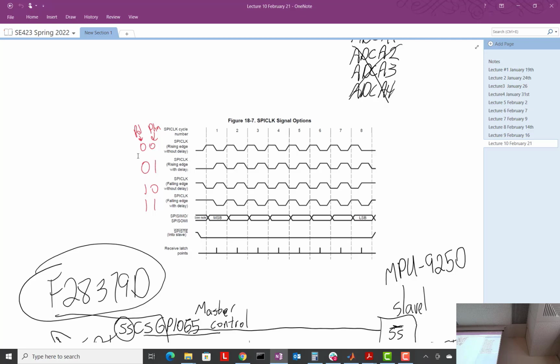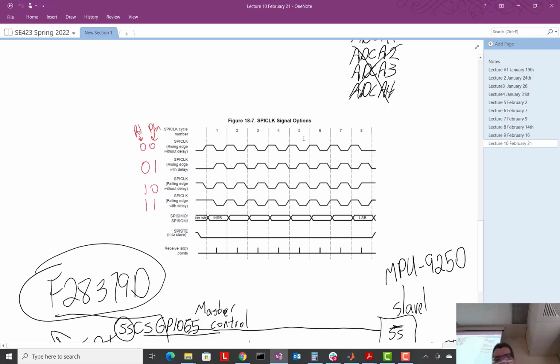Now, only one of these modes can happen at a time. That's what gets a little confusing about this diagram: in their data sheet they show you all those clocks, but really when you're transmitting data, it's one of these 4 clocks. So that's what you keep in your mind.